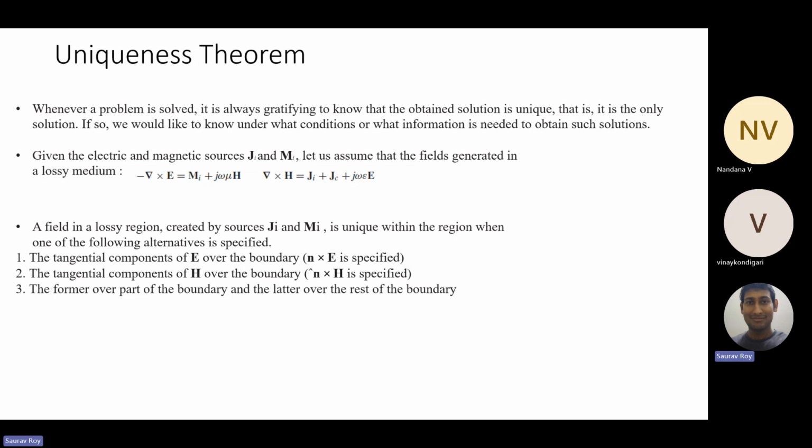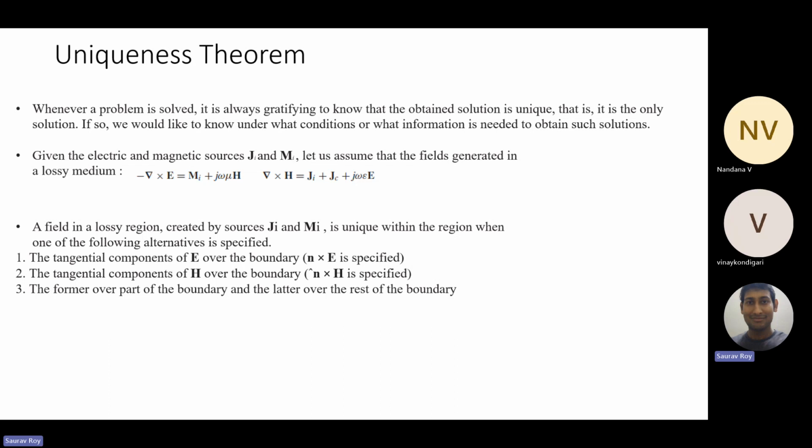From that, you have to solve it, and you can get multiple solutions. So the point was, how do you get a unique solution? What are the conditions for that? From these sources, what are the fields you get, the solutions you get, then the solutions will be unique. And the uniqueness theorem says that there are three conditions for this to be unique.